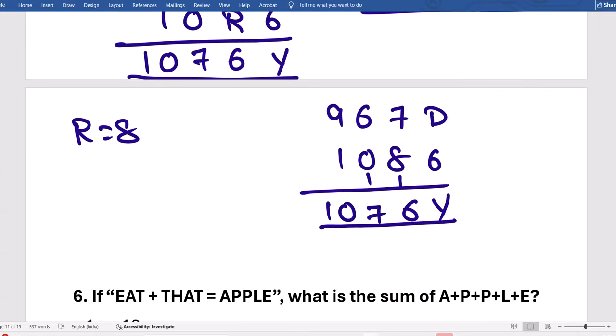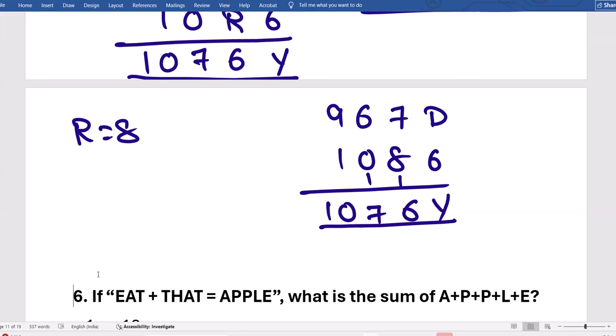Now what can be D? It should generate carry. D cannot be 1 or 2 or 3. If D is 4, we have a problem, Y is 0 and 0 is already assigned. If D is 5, we will get Y value 1, and 1 is already assigned. 6, 7 assigned, 8 assigned, 9 also assigned. See the contradiction. So when we tried for R value 8, to satisfy that, now we have an issue.